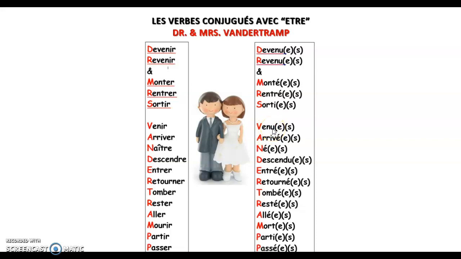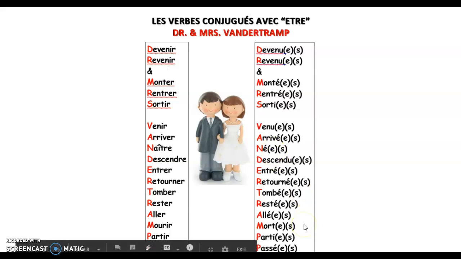The other ones that are irregular, and the good news is you don't talk about these or use these very often. Naître, the past participle is né, which obviously is very irregular. And then mourir, the past participle is mort. So you can see, and then the rest are going to follow your rules.